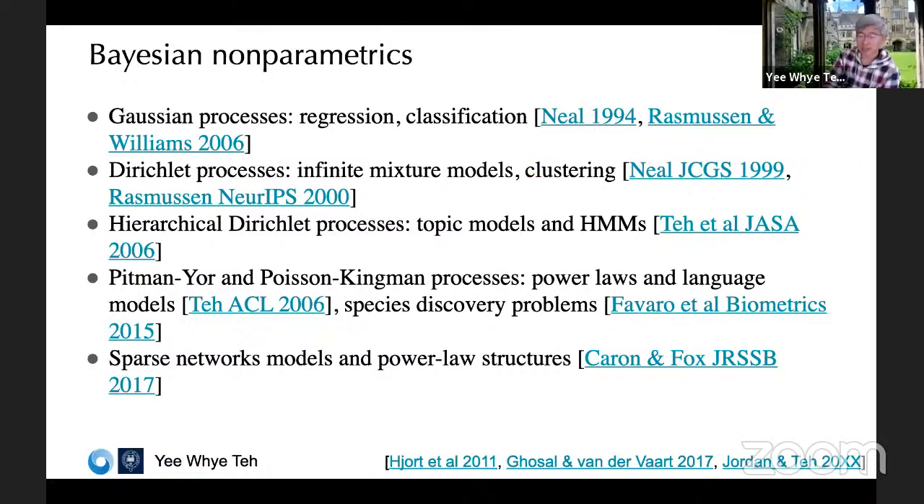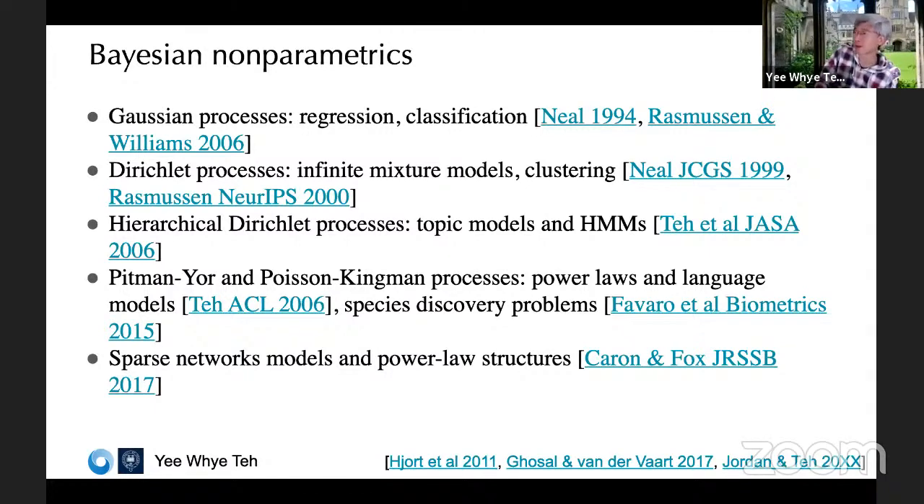Then we have things like hierarchical Dirichlet processes, which have been used for topic models and in hidden Markov models. We have things like Pitman-Yor processes and Poisson-Kingman processes, which have been used to study power law behaviors, language models, and species discovery problems. And some of these power law structures have also been used to model sparse network models. If you're interested, you could refer to some of this literature.